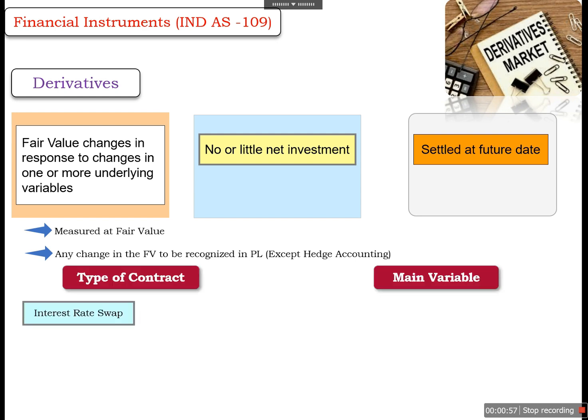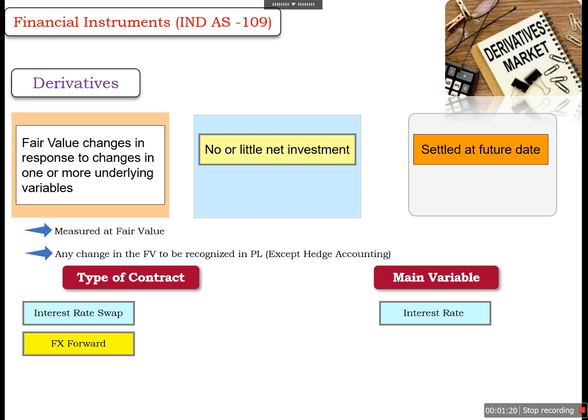For example, there is an interest rate swap. So the value of an interest rate swap will vary according to the main variable, that is the rate of interest. If the rate of interest is increased or decreased, based on that the value of the interest rate swap will change.